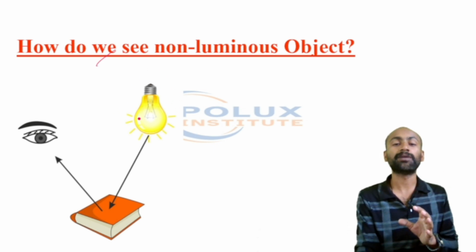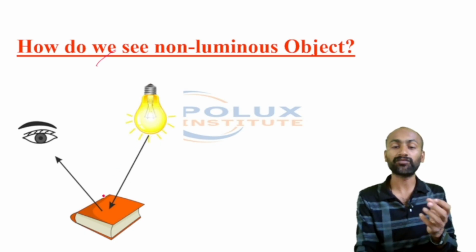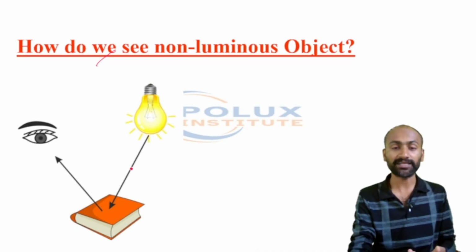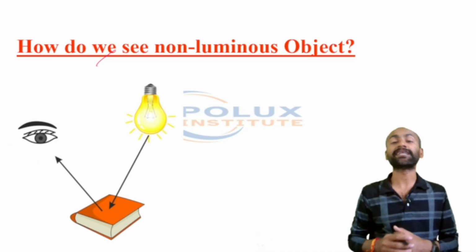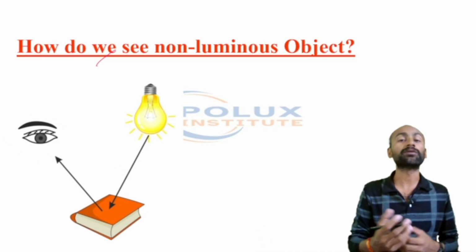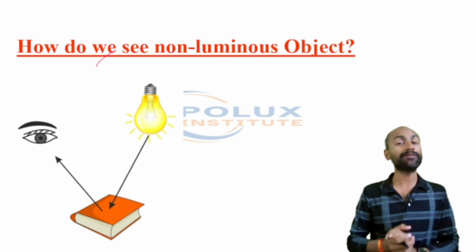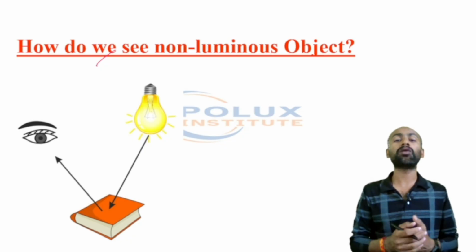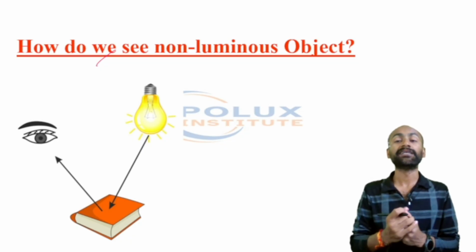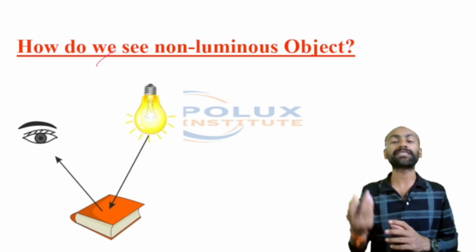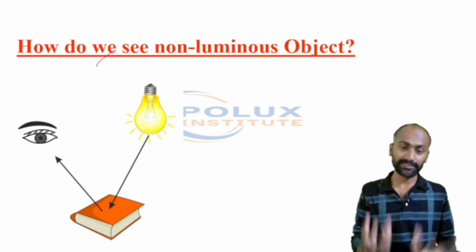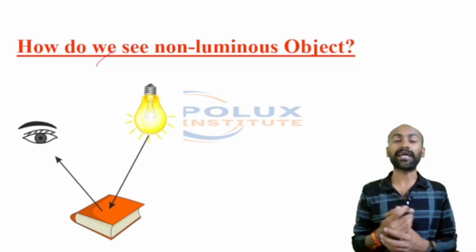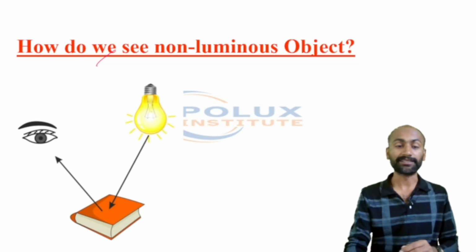This bulb has its own light, and this light will fall on the book and that book will reflect the light, and that reflected light will reach our eye, and hence we can see there is a book. So in the presence of light only we can see non-luminous objects. So for seeing a non-luminous object we must need an extra source, another source which can provide the light, and hence that object can reflect the light and the reflected light can reach our eye, right?